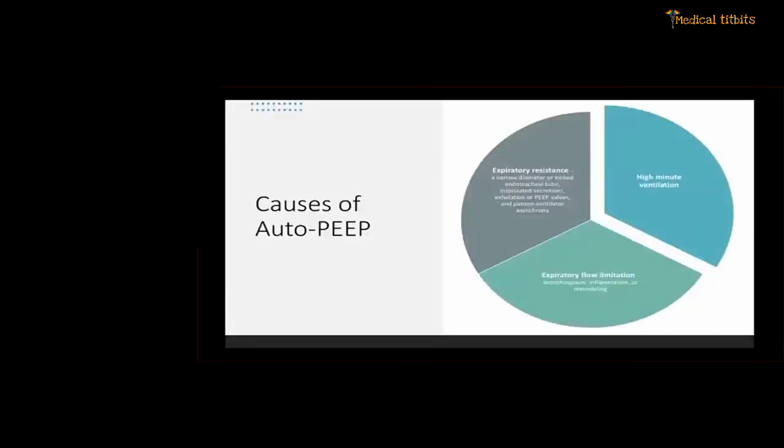The causes of auto PEEP can be high minute ventilation, expiratory flow limitation, as in our case bronchospasm, inflammation, and remodeling, or even expiratory resistance because of a narrow diameter or kinked endotracheal tube, inspissated secretions, exhalation or PEEP valves, and patient-ventilator asynchrony. These are the other causes of auto PEEP.